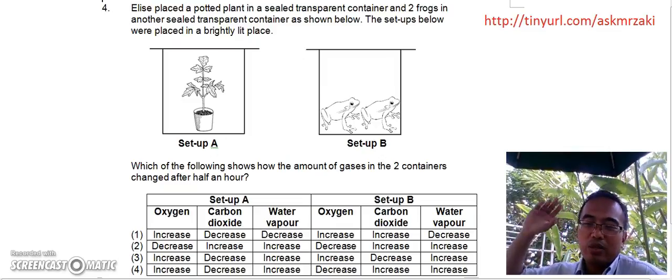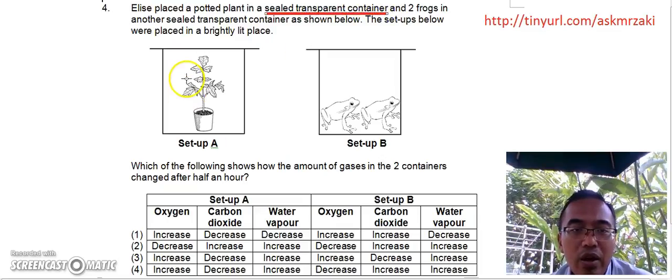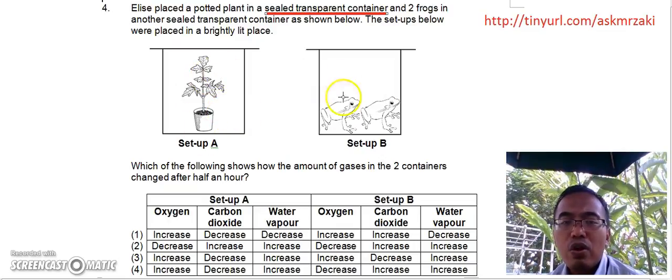Behind me there are some plants. Later on I'll explain to you why. Now let's look at question 4. Elise placed a potted plant in a sealed transparent container. So why is there a sealed transparent container? Because the air within this container cannot get out and the air from the outside cannot get in. So whatever is inside this container will remain there. One pot in setup A and two frogs in setup B, and they are both sealed.